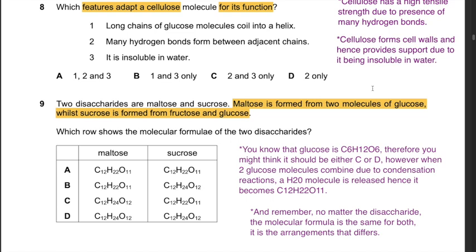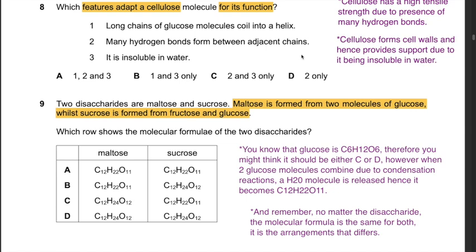How does it provide support to the plant? By being insoluble in water. If it was soluble, it wouldn't be able to support the plant and keep the plant upright. In order to support the plant, it must be insoluble in water, as water pushes against the cell walls. Therefore, the features that adapt cellulose for its function are that many hydrogen bonds form between adjacent chains, and it is insoluble in water. Therefore, the answer is C, 2 and 3 only.